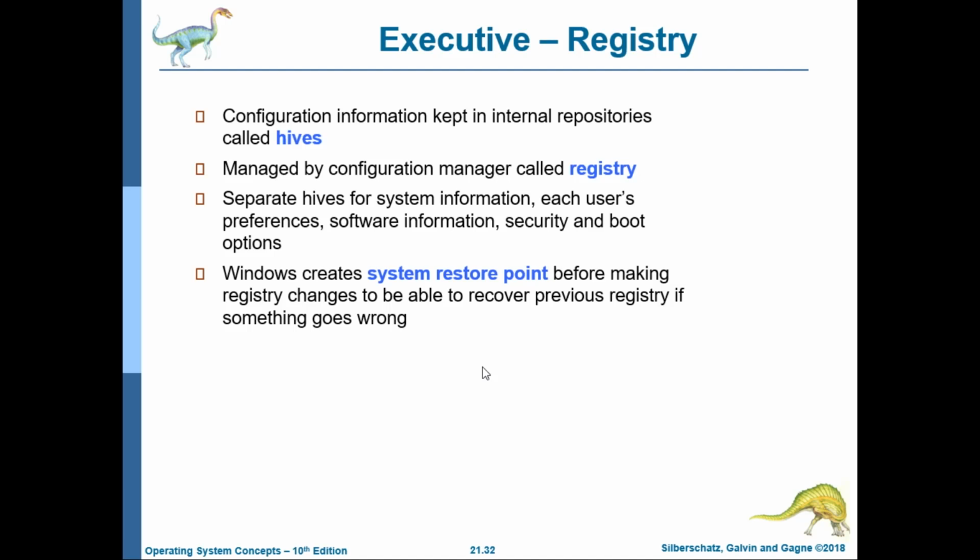Next under executive we have the registry. Configuration information is kept in internal repositories called hives, and managed by the configuration manager, the registry code. I've already shown you how to go to the registry. But of course, if you are going to modify it, it's at your own risk. You should know what you're doing. There are separate hives for system information, each user's preferences, software information, security, and boot options. And Windows creates a system restore point before making registry changes, of course. Why? To be able to recover the previous registry if something goes wrong.